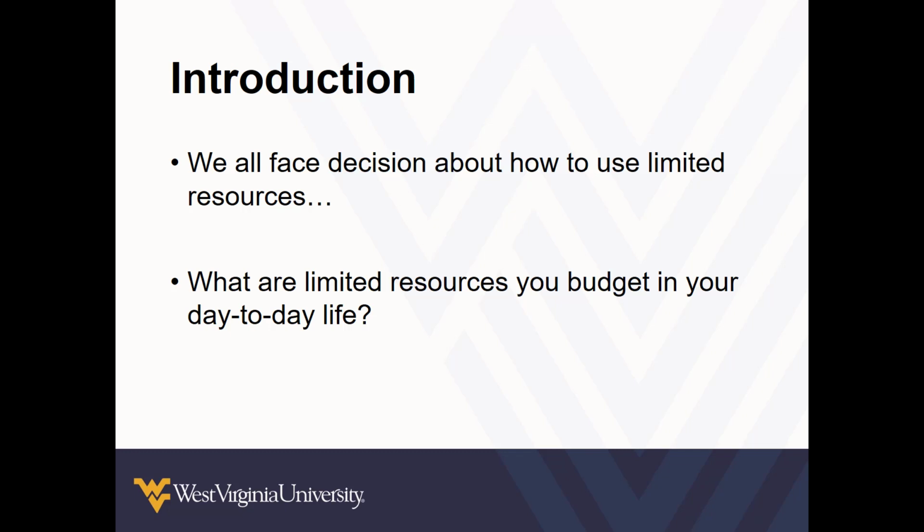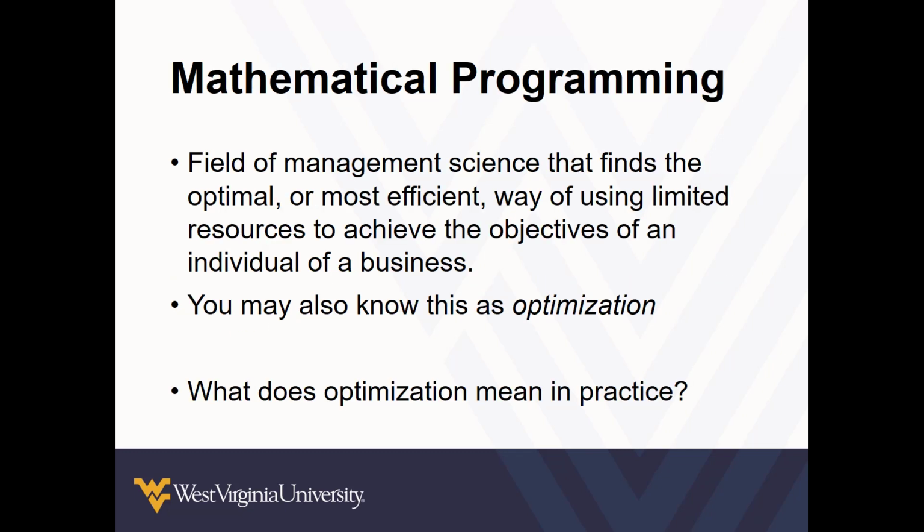So when treating patients with pain complaints, they had to get creative about using other medications and trying to calculate equivalencies for medications like Dilaudid and morphine. Management science is the field that finds the optimal or most efficient way of utilizing limited resources to achieve the objectives of an individual or business. That's what our aim is with mathematical programming. So it's management science, and we're trying to just do the best with what we have.